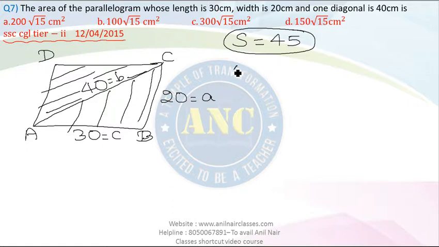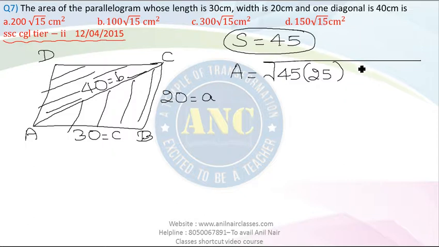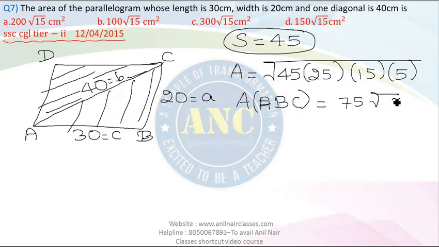That means if I apply, area is square root of S into 45 into 45 minus 20 is 25, 45 minus 30 is 15, 45 minus 40 is 5. Further, if I simplify, this is nothing but area of triangle ABC, sir. Right? Area of triangle ABC. Finally, you will get it as 75 root 15.